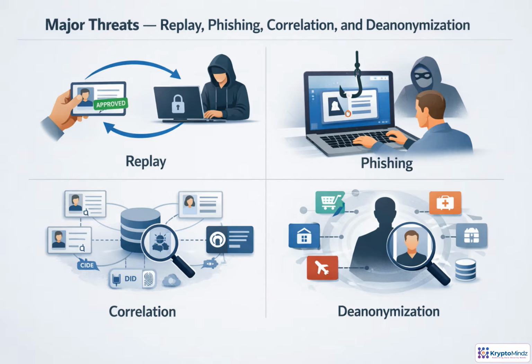These systems inherit familiar web risks, but they also add privacy risks unique to digital identity. Replay means a valid presentation is reused out of context. Phishing tricks someone into sharing with the wrong verifier. Correlation links separate presentations together. Deanonymization goes further, combining small disclosures or outside data to identify the person behind them.